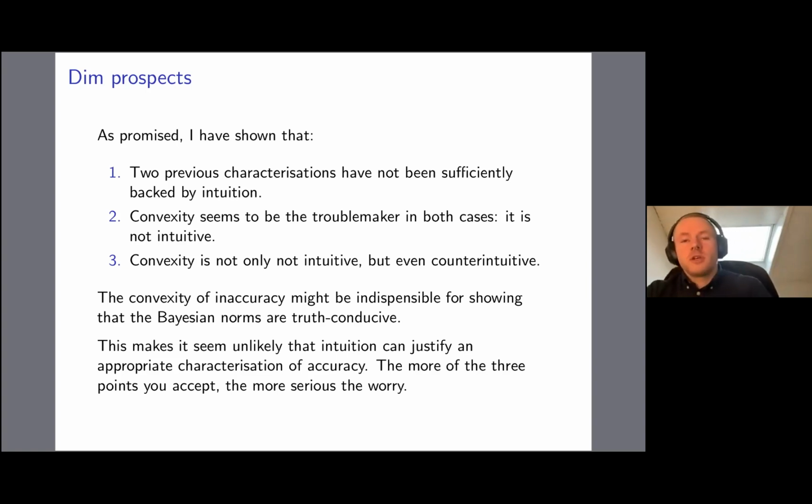And obviously, you don't have to accept all three points in order to have this worry, or to think that it's unlikely. So, for example, if you're not so sure about your intuitions against convexity, but you accept the first two steps, then this already substantiates the worry and makes it seem unlikely that this can be successful. Okay.